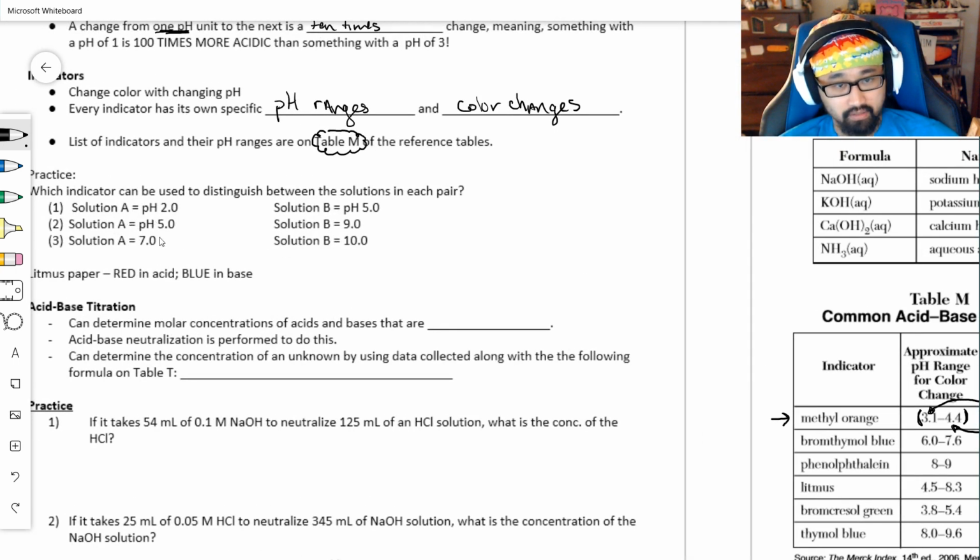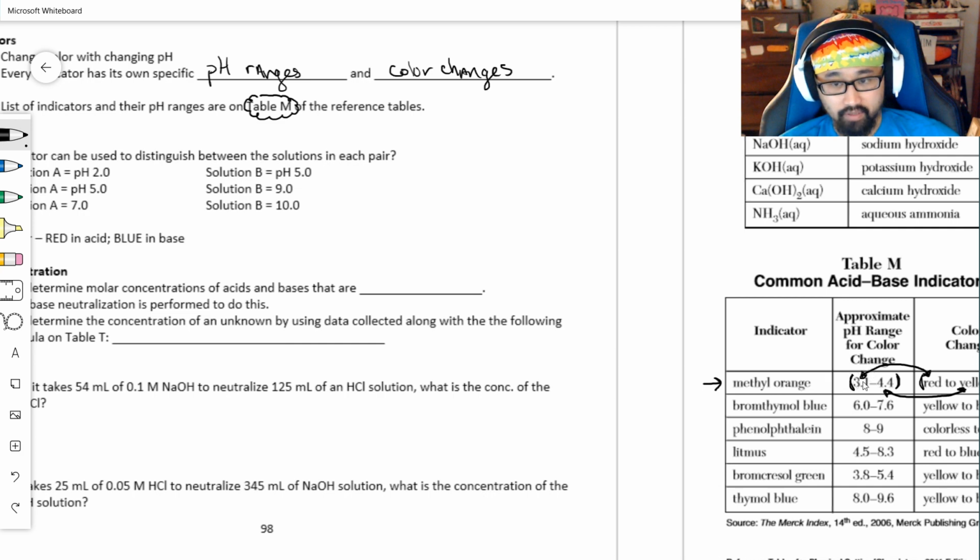If I look at number 3 here, solution A has a pH of 7, solution B has a pH of 10. I cannot use methyl orange because 7 and 10 are both on this side, so they're both going to be yellow. I maybe could use bromthymol blue because 7 is within the range, so I'd see green, and 10 is outside the range, so I'd definitely see blue.